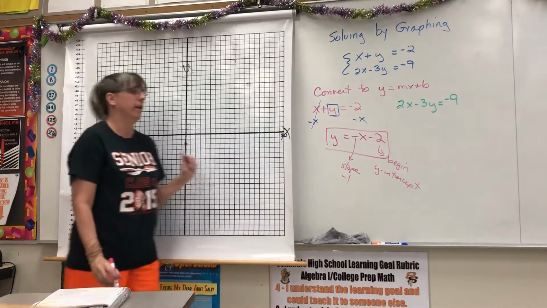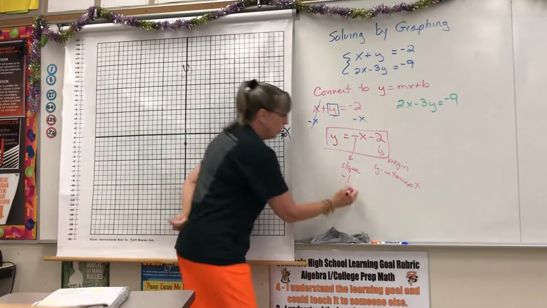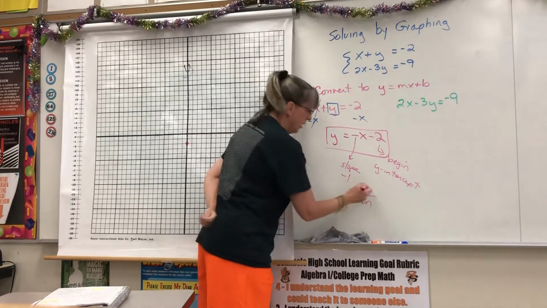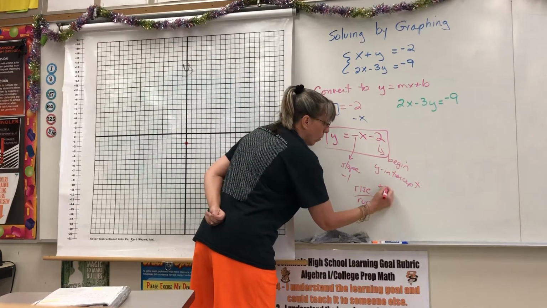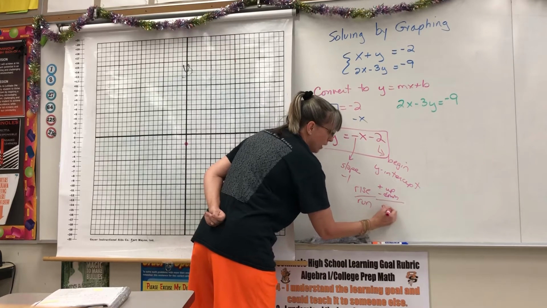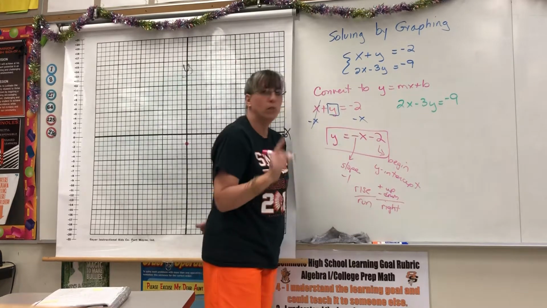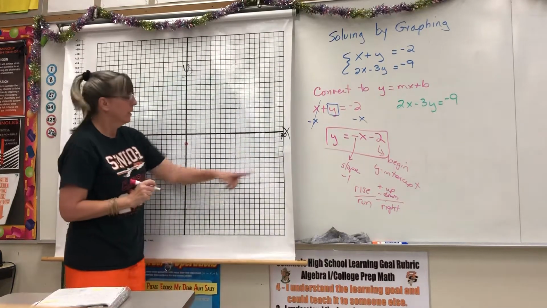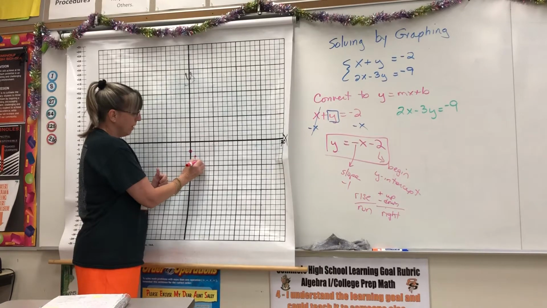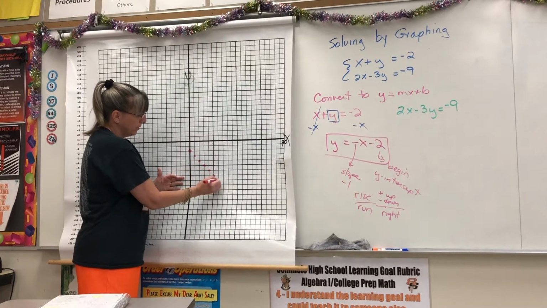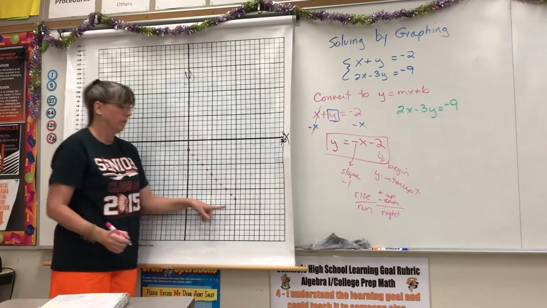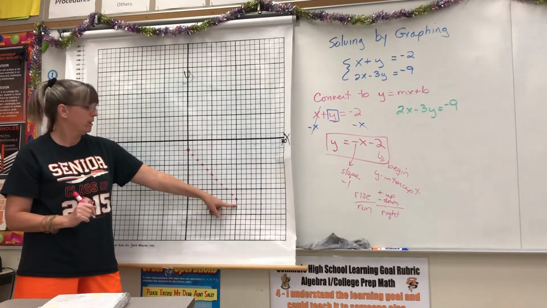is negative 1. So remember, slope is rise over run. You can rise up or you can rise down, but you always run to the right. Don't forget that, okay? So our slope is negative 1. Down 1, right 1, down 1, right 1. When you're doing systems of equations, go all the way to the end of the graph, okay? Because you don't know where they're going to intersect.